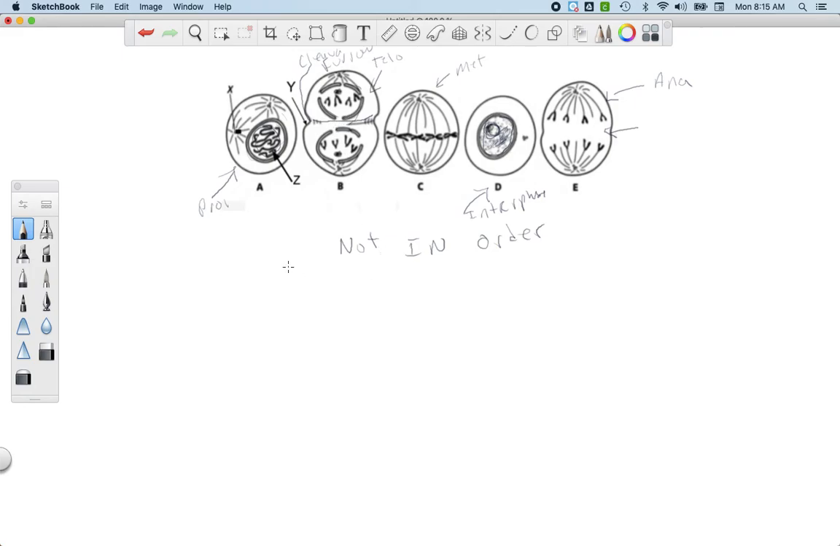So the correct order to put these in would be D, A, C, E, B. This structure labeled X is the centriole, not to be confused with the centromere. The structure Y is again the cleavage furrow, and Z refers to chromosomes. Chromosomes, two sister chromatids joined by a centromere in prophase and metaphase, just a sister chromatid in anaphase and telophase.